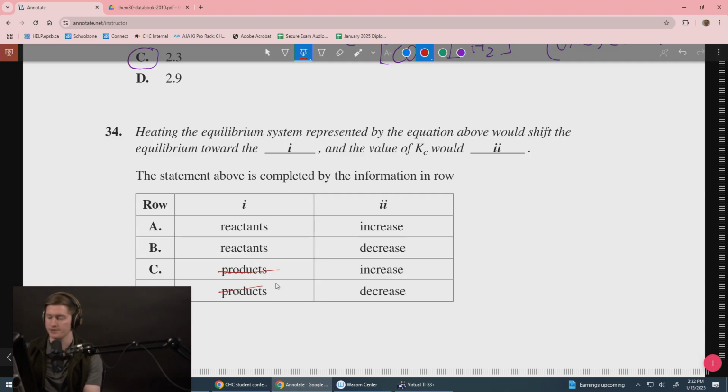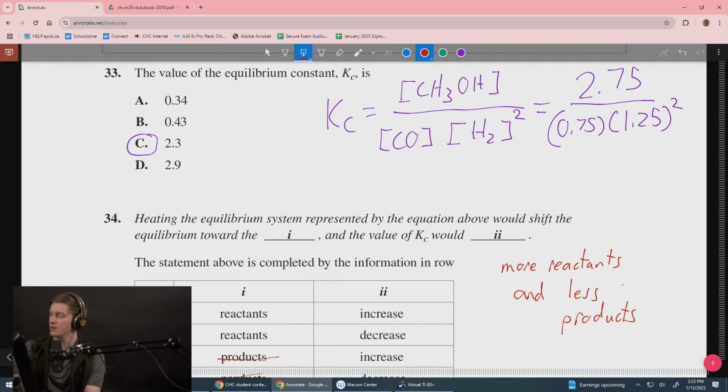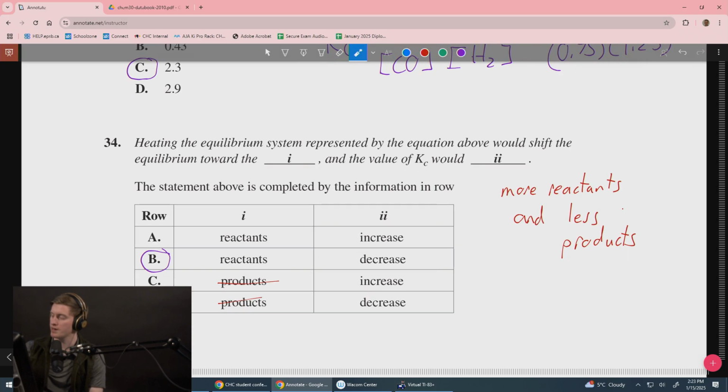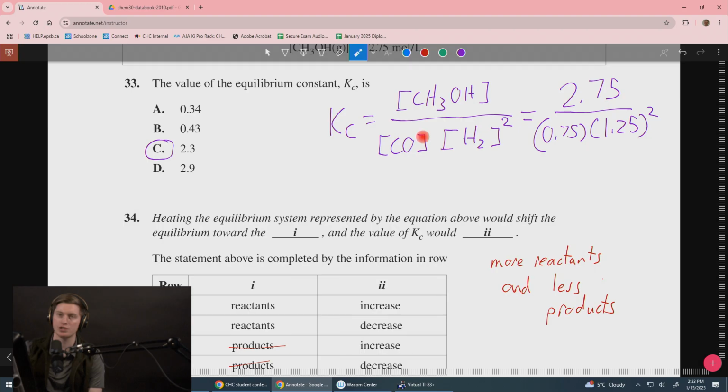So first of all, let's get rid of C and D. And if we shift towards the reactants, then we'll have more reactants and less products. If we look at our Kc calculation here, if we were to make our denominator larger with more reactants and our numerator smaller with less products, we would get a smaller Kc value. So we will decrease our Kc, because we're going to end up with more reactants, so a larger denominator, and less products, a smaller numerator here.